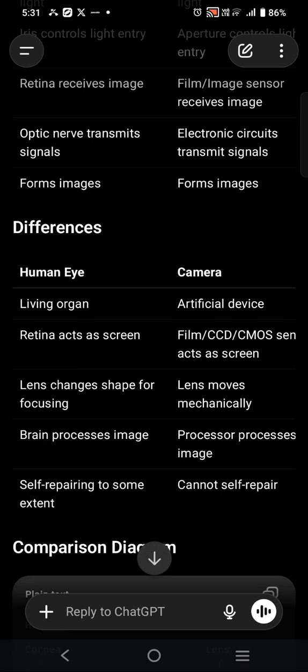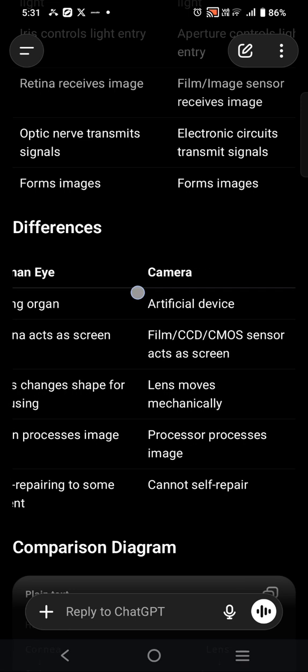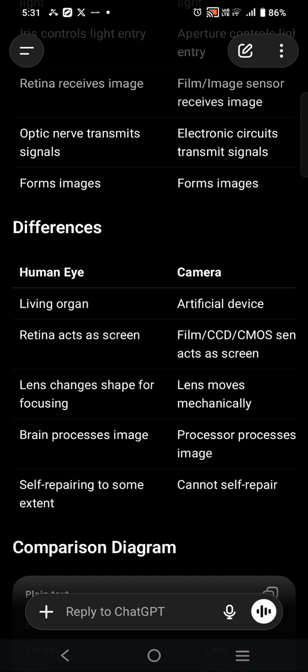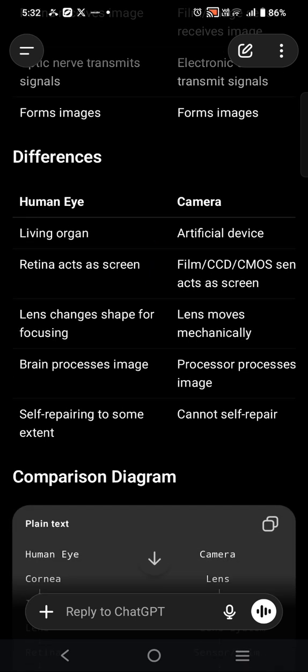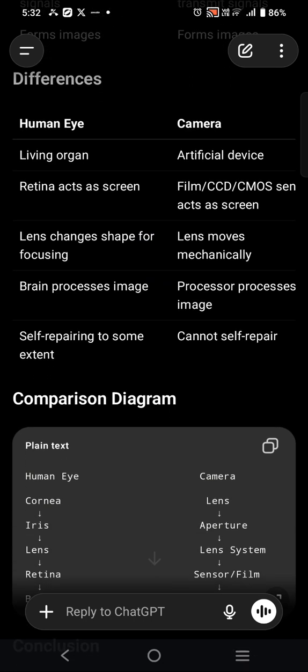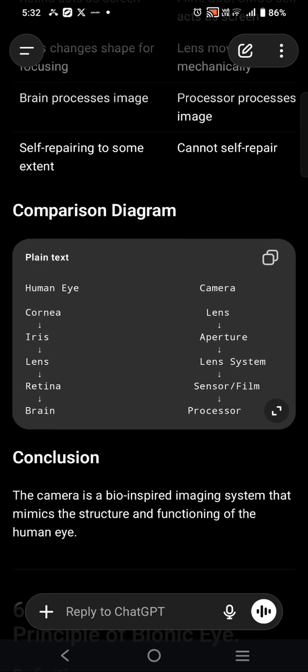Differences: human eye, camera. It's a living organ. It's an artificial device. Retina acts as a screen. Film or CCD or CMOS sensor acts as a screen. Lens changes shape for focusing. Lens moves mechanically. Brain processes the image. Processor processes the image. Self-repairing to some extent. Cannot self-repair.